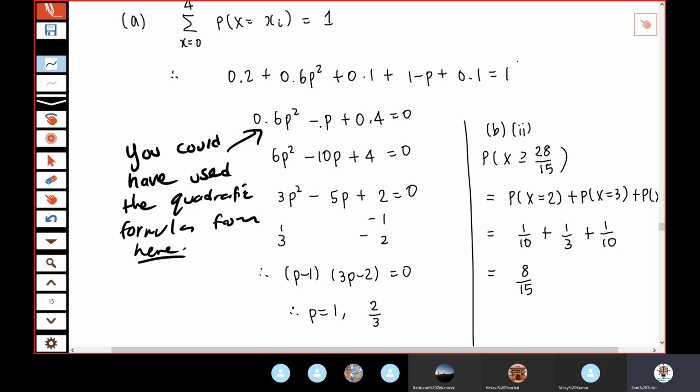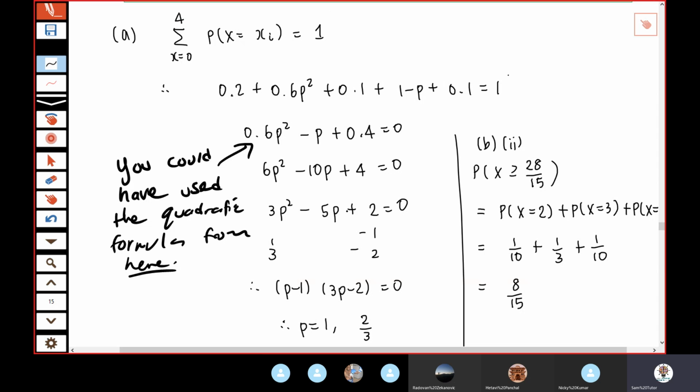You could have just used the quadratic formula from here. So if you didn't want to multiply by 10, you didn't have to. All right. Anyone not able to get it out? No, we're all good.